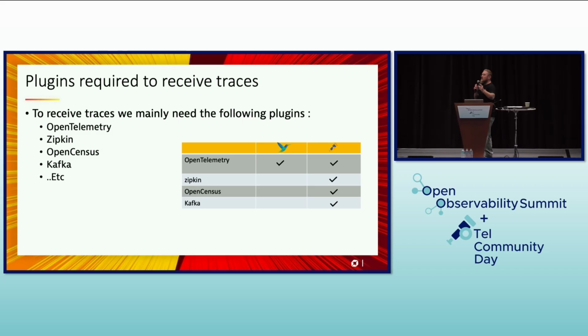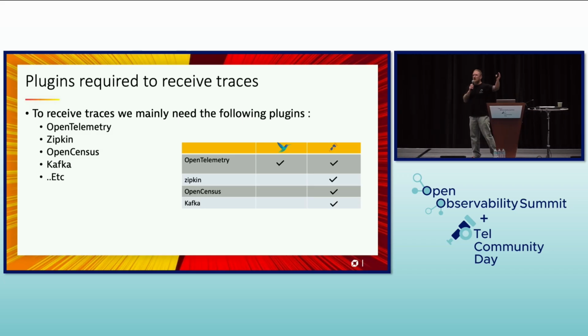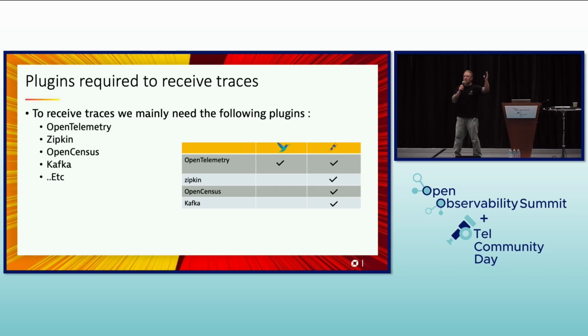Round 4. All right, for traces, we need the common protocol, so open standard with OpenTelemetry. And then there are still old apps out there that emit Zipkin or OpenCensus, so having support for them is important. And also Kafka, because you'll probably go through a Kafka queue. So the collector has what we need. Fluent Bit only has proper support for OpenTelemetry, but it doesn't have the rest of the plugins.